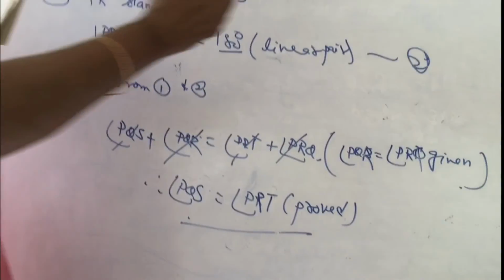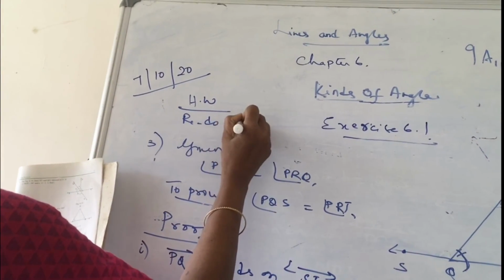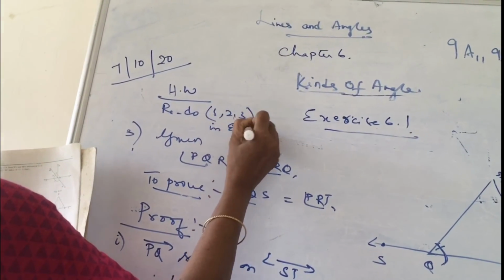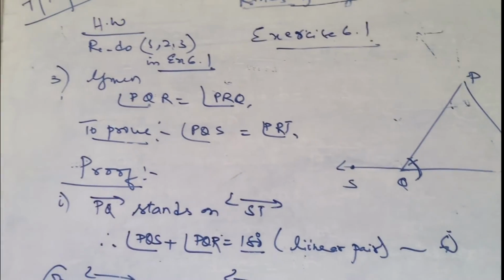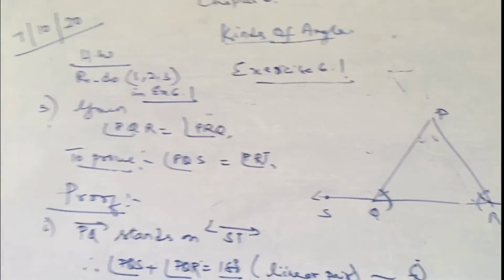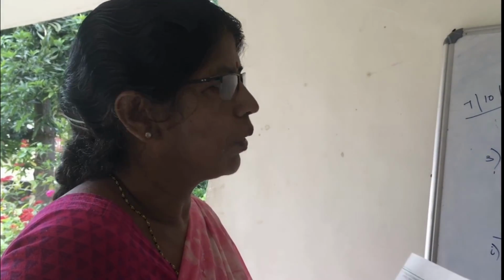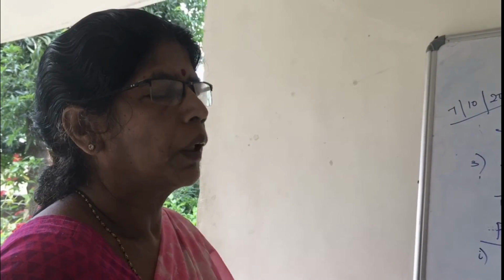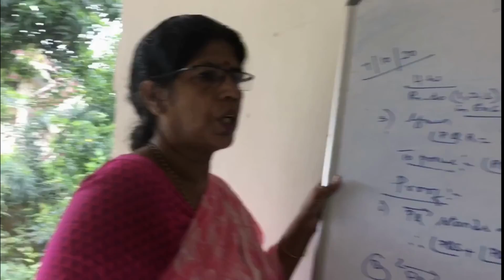Hope you have followed, children. Your homework is redo 1, 2, 3 in exercise 6.1. When you redo only, you can follow. If you don't redo, children, you cannot follow, girls. The more the number of times you do geometry repeatedly, it will be printed in your minds. Hope you have followed, children.